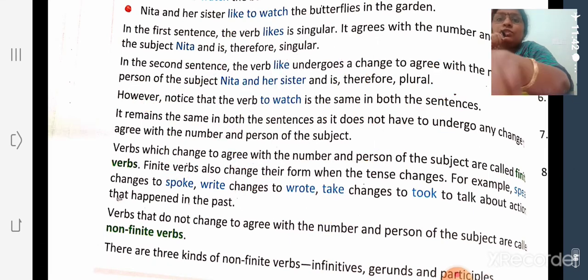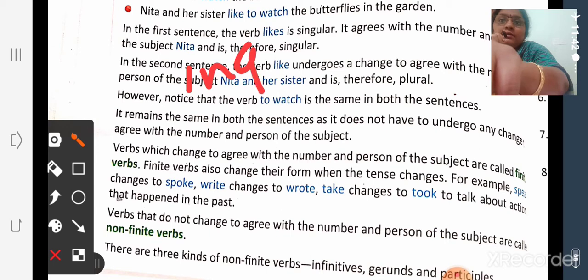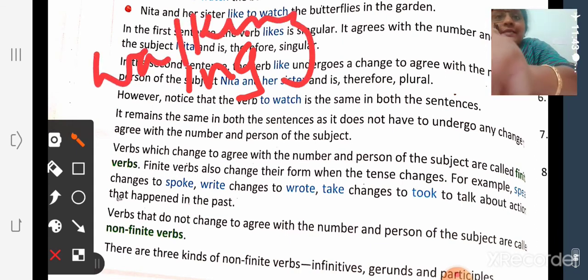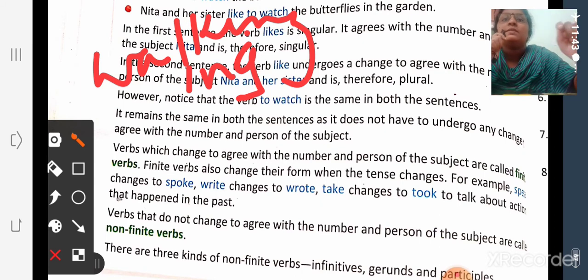Gerund means the ing form. That is, when we use a verb in place of a noun, it is called a gerund. It will be the ing form: walking, looking. For example, walking is a good exercise. Here walking comes in the position of a subject. It is called a gerund. We can use ing in many ways. If it is used in place of a noun, it is called a gerund.